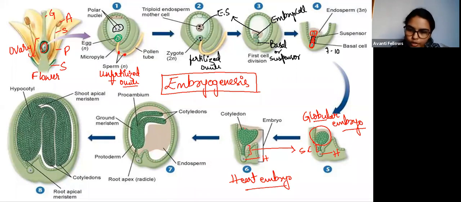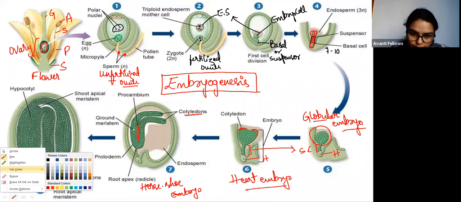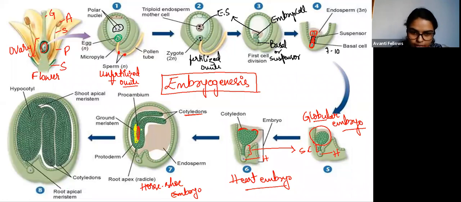After this, cotyledons start to originate. Here the cotyledons are very much differentiated. You can differentiate the cotyledons here. This is actually a horseshoe shaped embryo. Here you can see very prominent cotyledons, and this is the procambium. I had explained this to you, right? So procambium, ground meristem, and the middle one is the procambium, which will give rise to what? Procambium will give rise to vascular tissues, xylem and phloem.